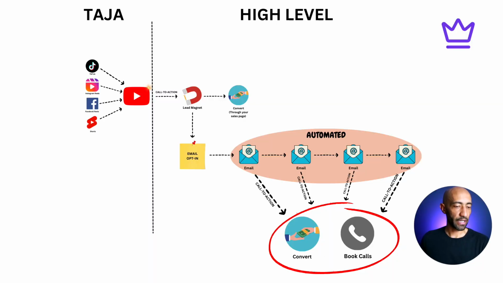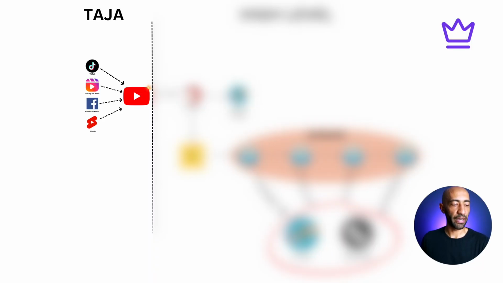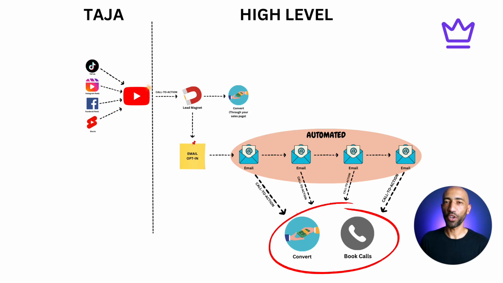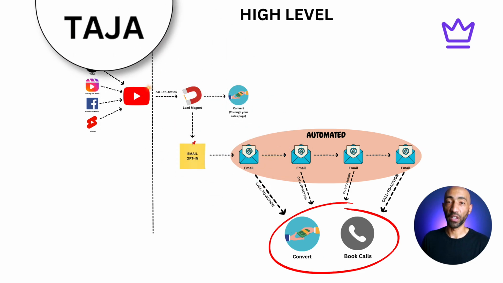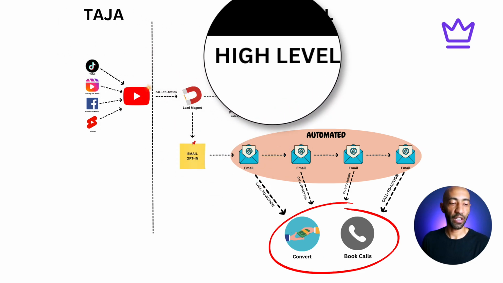So when you take a look at the sales funnel that we've created, you'll see that I've split it up into two sections. The one section on the left is your content creation side, and the other side is your lead nurturing and conversion section. And we use two different online tools for each of these. For your content creation part, we are going to use Taja, and then for your lead nurturing and conversion side, we are going to use High Level.